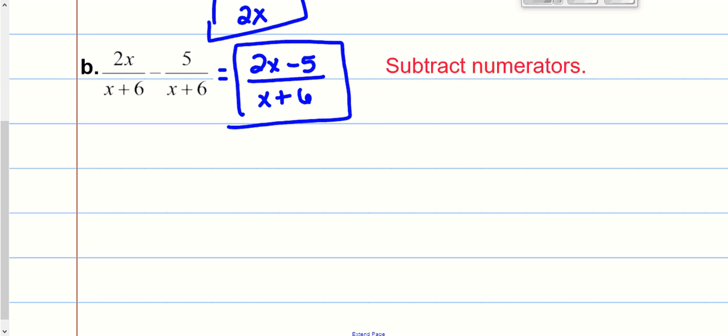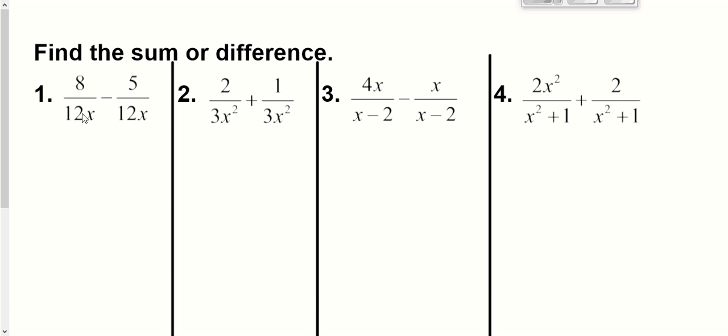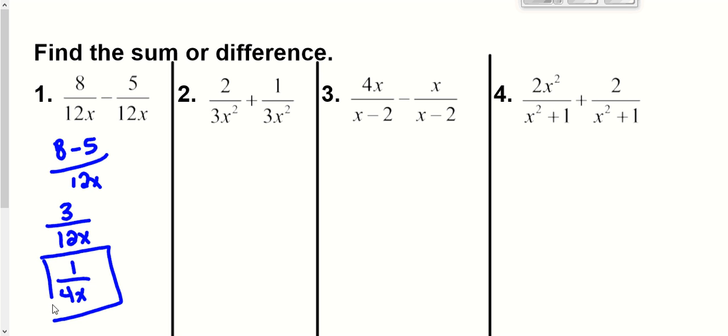Now let's look at a few more of these. If I have 8 over 12x minus 5 over 12x, I'm subtracting. My denominators are the same, so I have 8 minus 5 over 12x. 8 minus 5 is 3. If I put that over 12x, I can simplify that because 3 goes into 12 4 times. 3 goes into 3 1 time, so now I have 1 over 4x. So just make sure you simplify correctly.